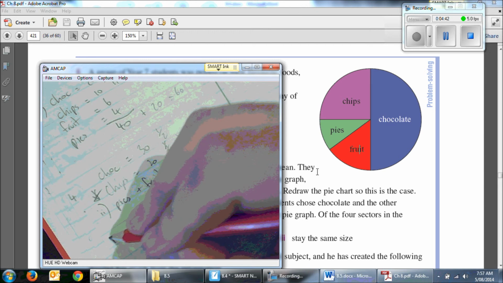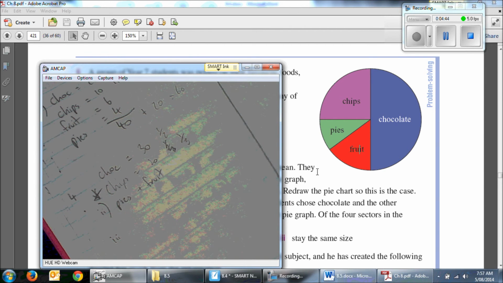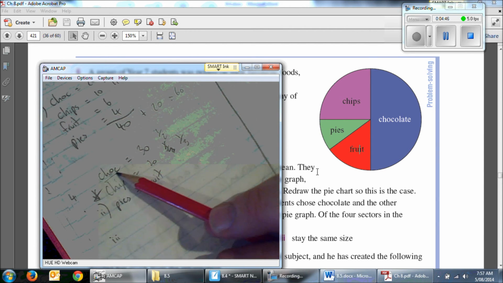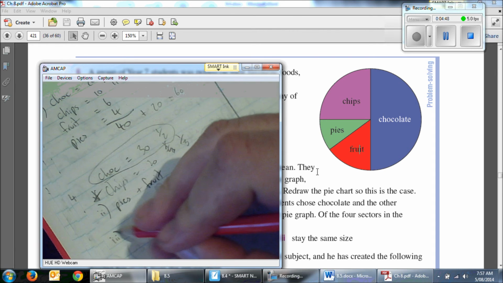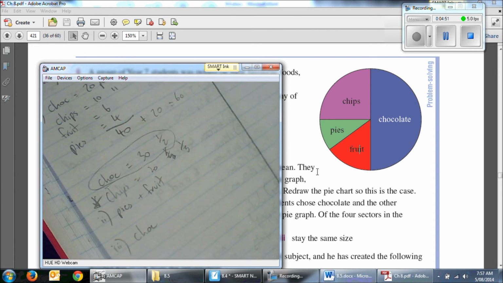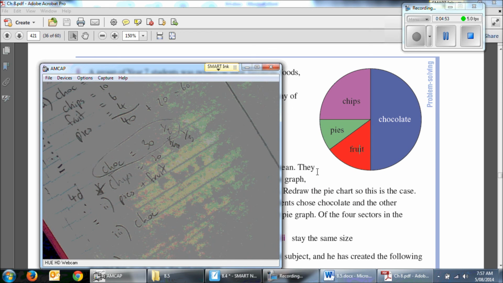And for the last one, the question asks, which one's going to stay the same size? Well, we know that already. We worked that out. The chocolate will, because it's still going to have a half share.